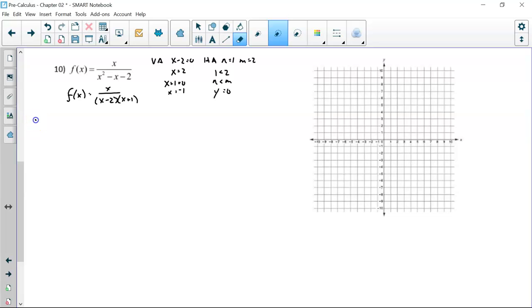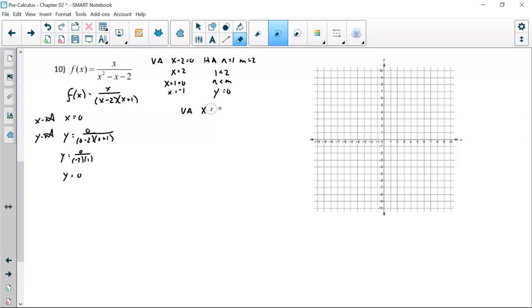Now we can find the x-intercept. It's the real 0 of the numerator, so x equals 0. And for the y-intercept, y equals 0 over 0 minus 2 times 0 plus 1. 0 divided by negative 2 times 1. 0 divided by any number is 0. So y equals 0.